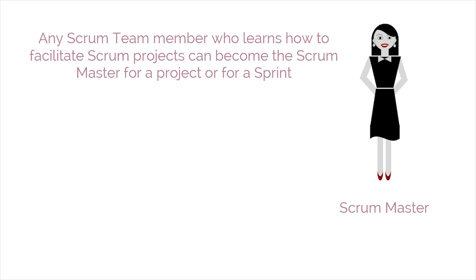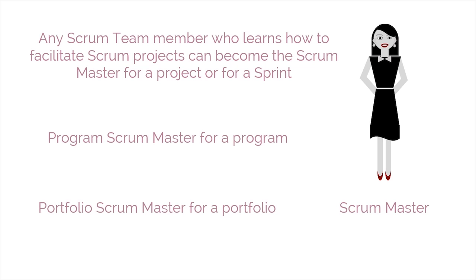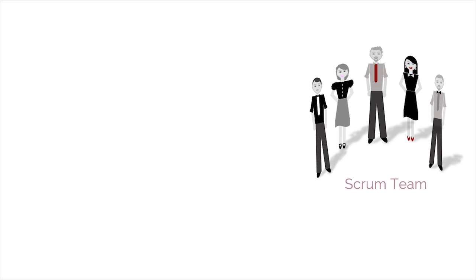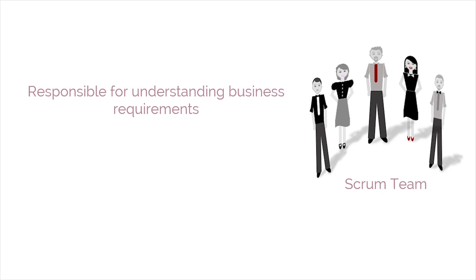Corresponding to a Scrum Master role in a project, there could be a Program Scrum Master for a program or a Portfolio Scrum Master for a portfolio. Scrum Team. The Scrum team is a group or team of people who are responsible for understanding the business requirements specified by the product owner, estimating user stories, and final creation of the project deliverables.